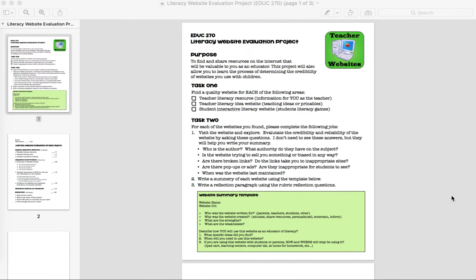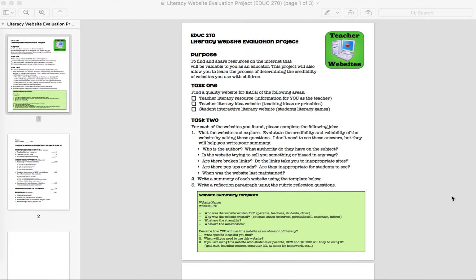Hi everyone, this is the project introduction for the Literacy Website Evaluation Project. And I'm going to walk you through the purpose and tasks necessary to complete this project. I will go over the rubric that you'll be scored on, and then I will do a quick demonstration on the web. So stay tuned.